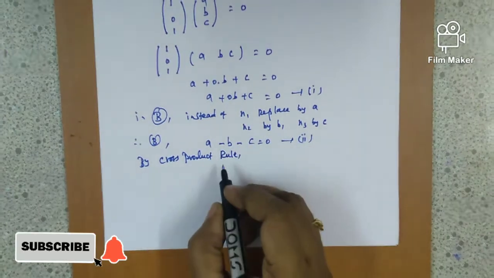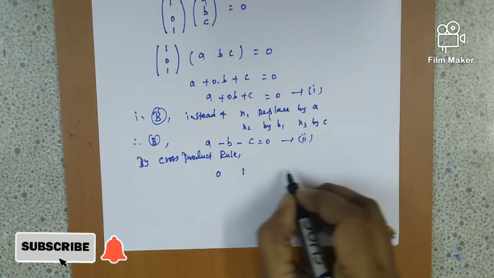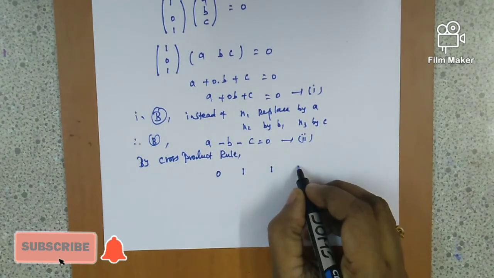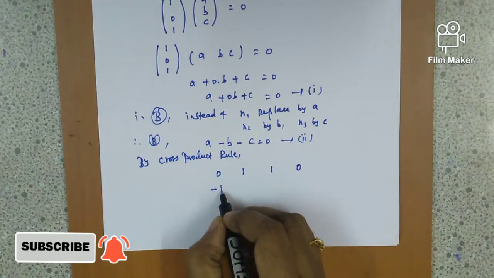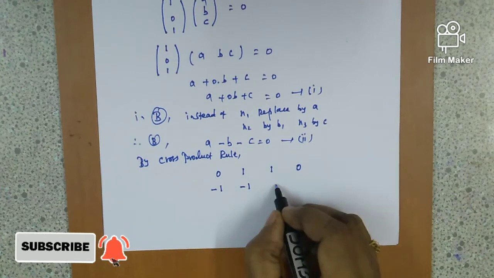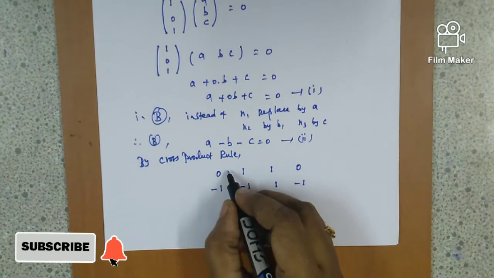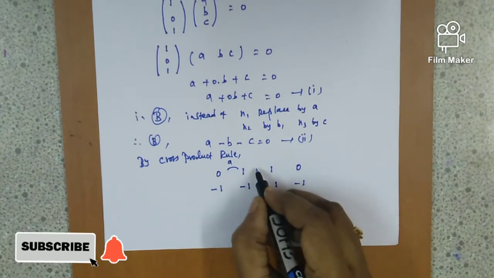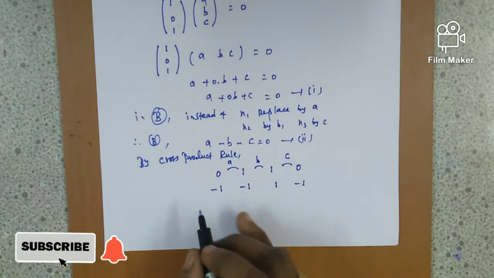Take the first equation: coefficient of B is 0, coefficient of C is 1, coefficient of A is 1, again coefficient of B is 0. The second equation: coefficient of B is minus 1, C is minus 1, A is 1, again coefficient of B is minus 1. Multiplying the first two we get A, the next two we get B, and multiplying the last two we get C.